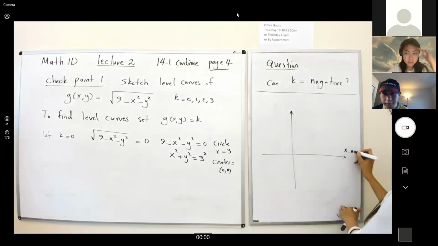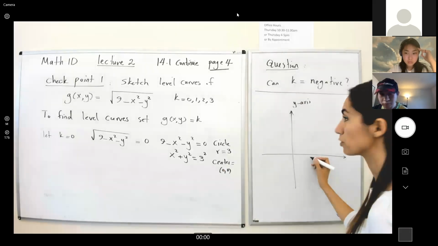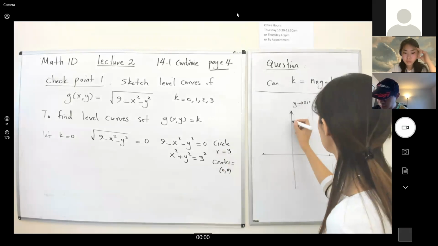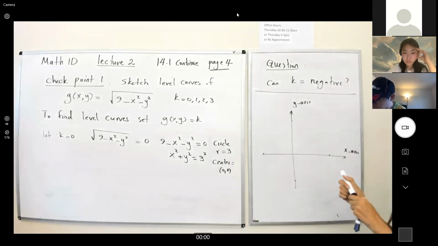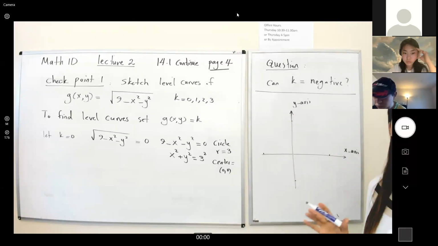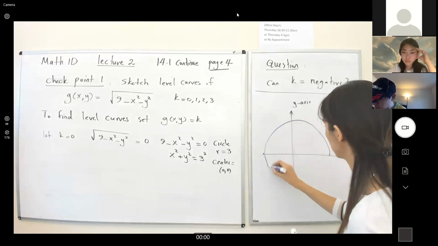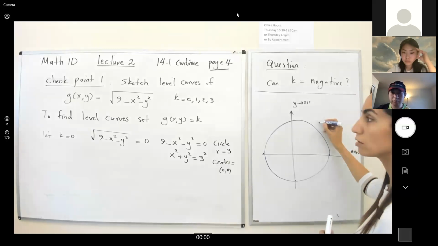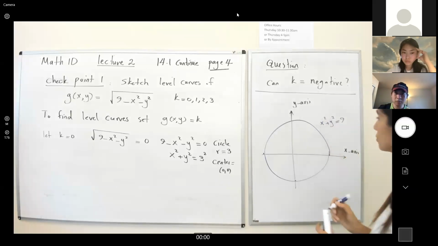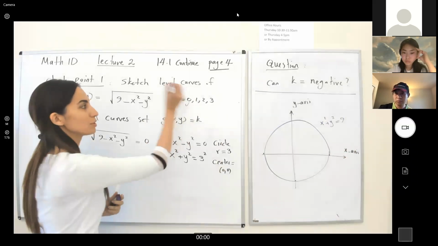X-axis, y-axis. Suppose 3 is here. Let me see. I'm going to the smaller ones. So 3 and 3. The first level here is a circle, just a curve. It's not a disk, just a curve. So this is x squared plus y squared equals 9. So we're done with k equal to 0.